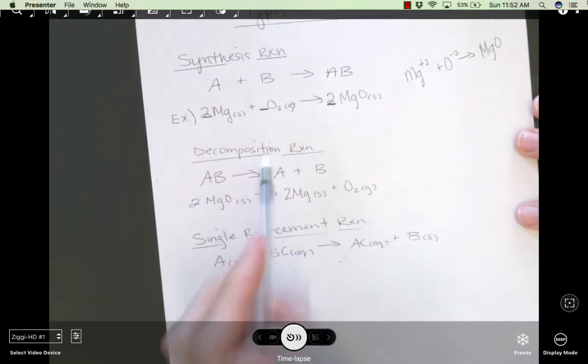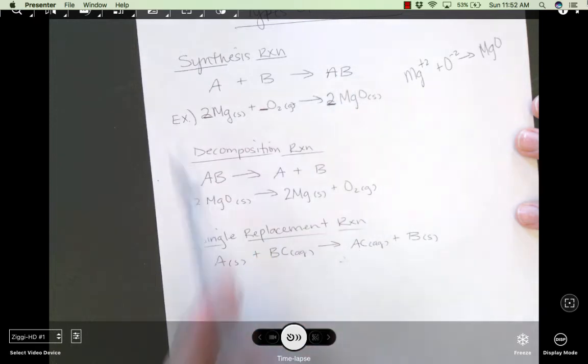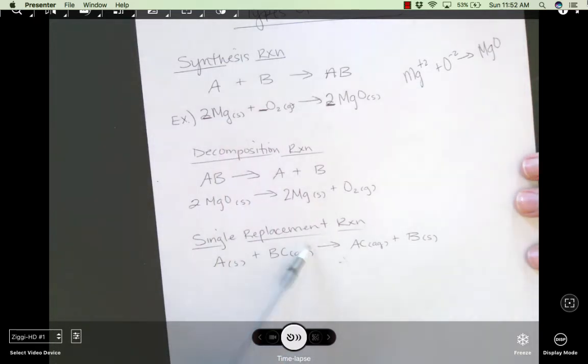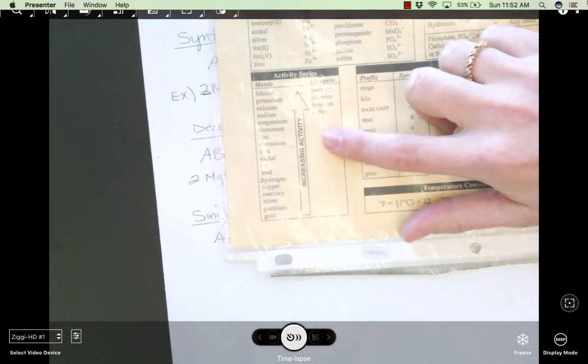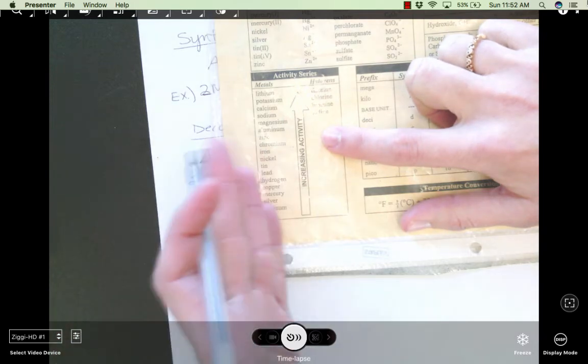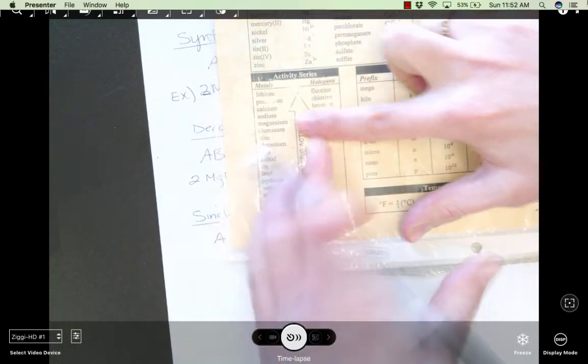You notice how on A plus B equals AB on the synthesis and the decomposition, I did not include states of matter. That's because we need to be a little bit more flexible on those with the states of matter, but on this one it's pretty steady. And so on this one you would use the activity series if you're dealing with metals particularly. It's not always going to deal with metals, but for this let's talk about the activity series.